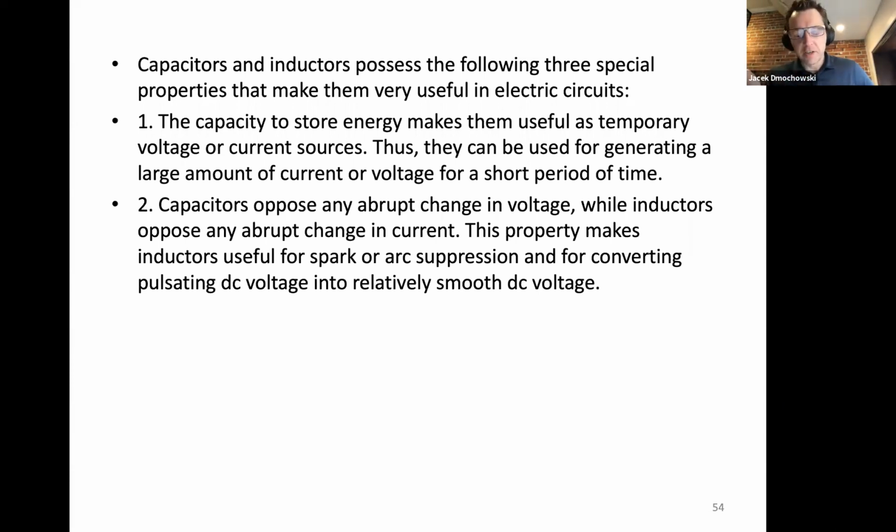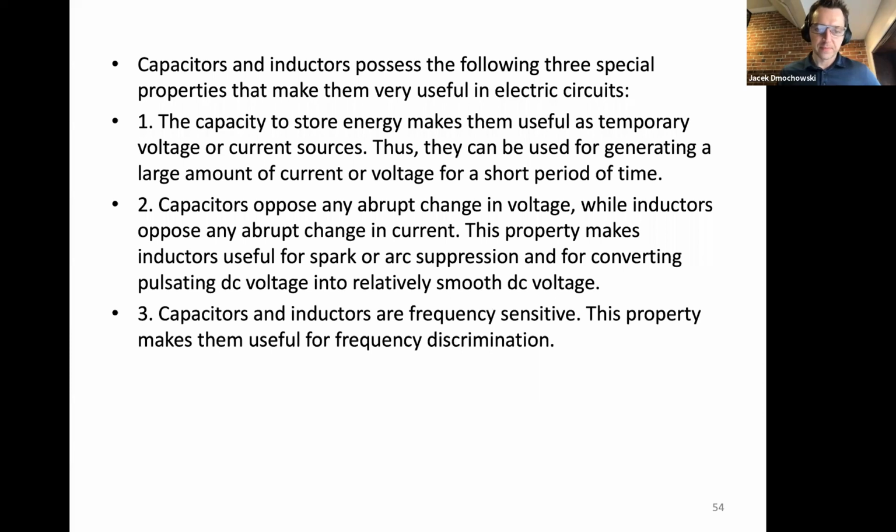So like you may have heard the term surge protection. So these are elements that basically prevent a device from receiving an instantaneous change in voltage, which could damage the circuitry. And so capacitors and inductors, the fact that they oppose abrupt changes in voltage or current, find practical use.